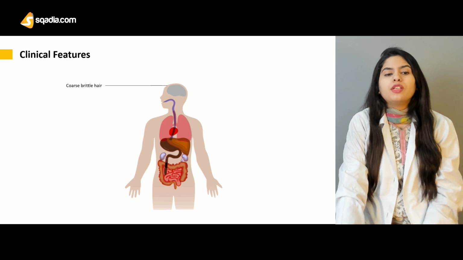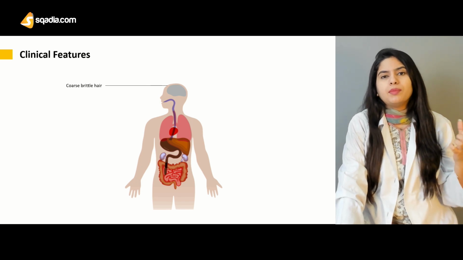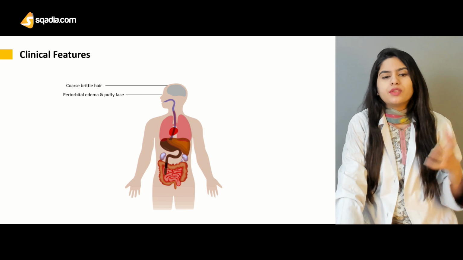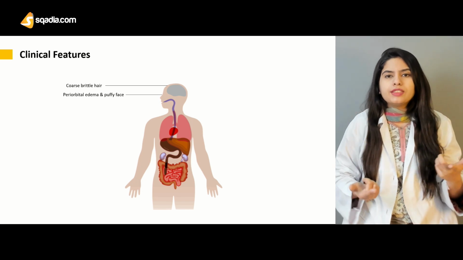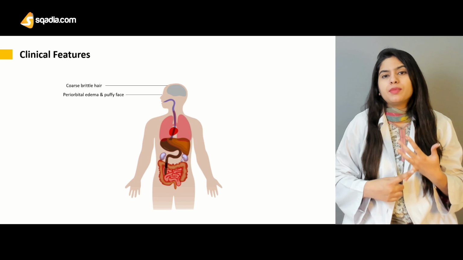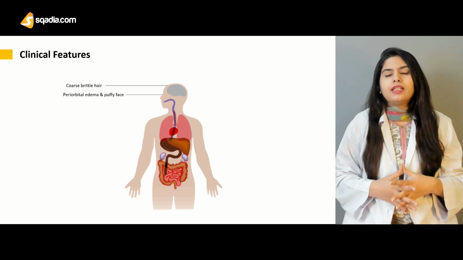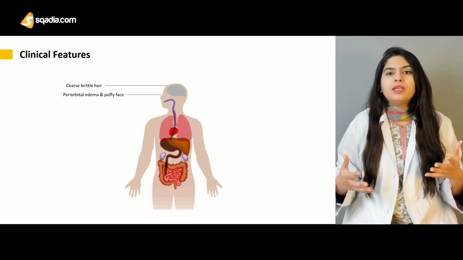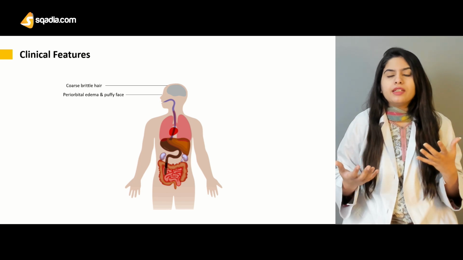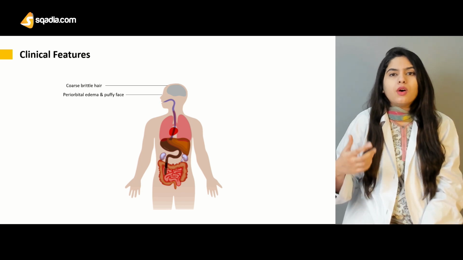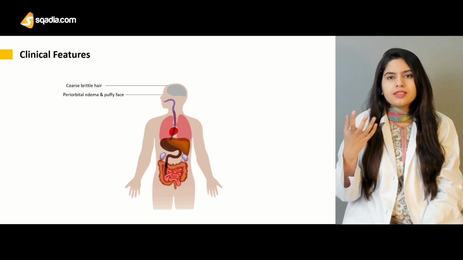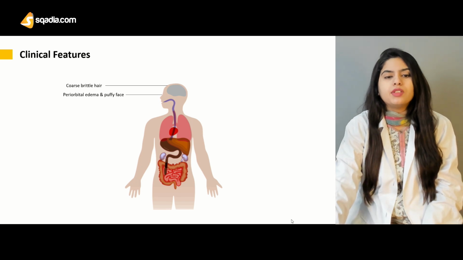First of all, there can be coarse, brittle hair that can be a manifestation of the patient who is suffering from hypothyroidism. There can be periorbital edema and a puffy face. Now, obviously, there is a decrease in the body's basal metabolic rate, that is causing the myxedema, and ultimately the face will be puffy, and the most prominent puffiness and thickness will be on the face, specifically on the eyes and the periorbital area. There will be periorbital edema and a puffy face.